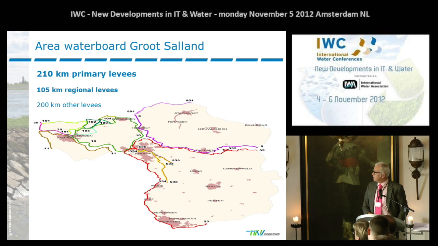I first want to focus on the area of the waterboard Groot Salland, where we did the study. It's a part of the IJssel Delta, which is part of the Rhine Delta in the Netherlands. It's flat. It's close to the sea, to what we call the IJsselmeer. It's close to an open area with some influence. The waterboard has primary levees on the bigger water. They have regional levees on the smaller system, and they have also a number of other levees further inside, more away from the bigger water systems.